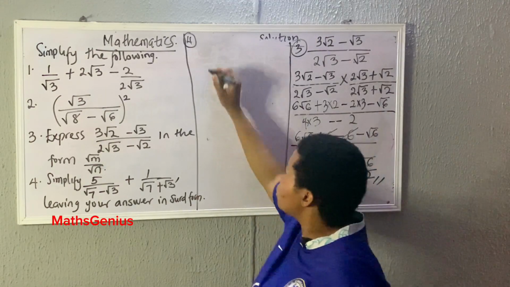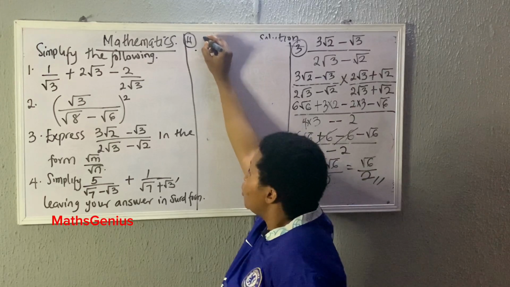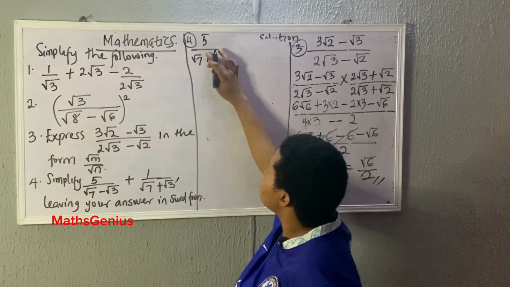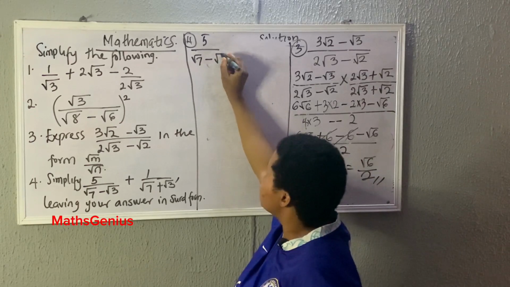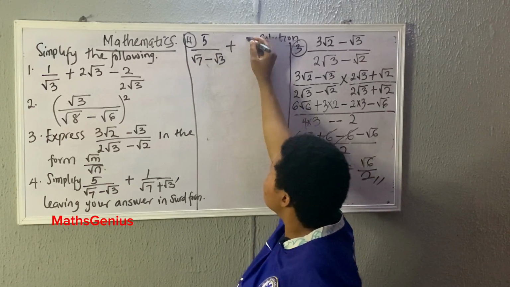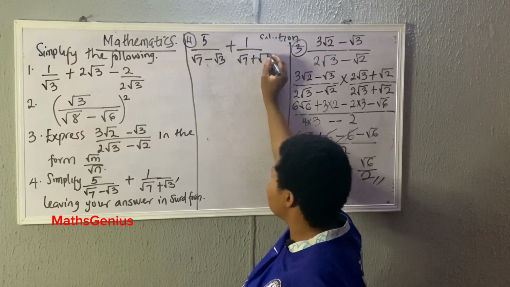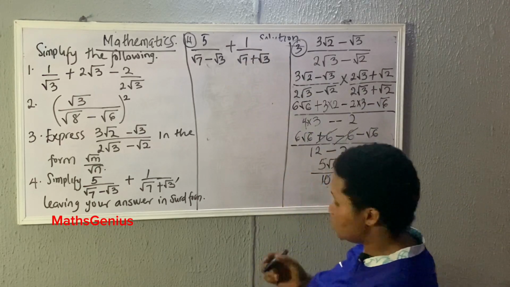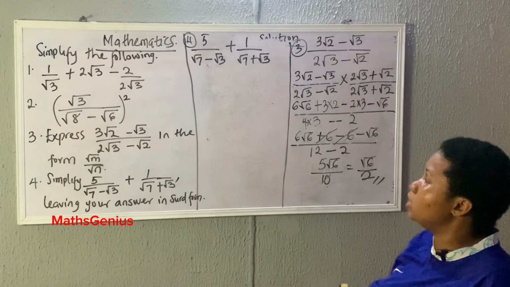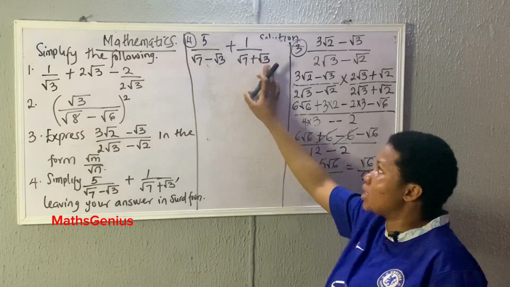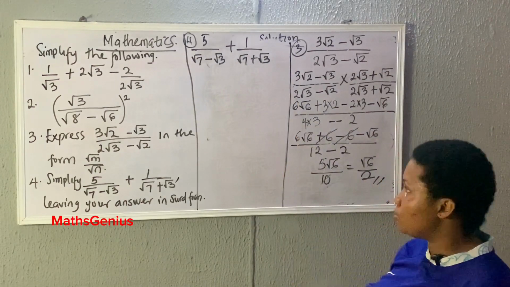Then the last question, number 4. We have 5 over root 7 minus root 3 plus 1 over root 7 plus root 3. We can solve this in two ways. Either we'll find the LCM first, or we rationalize each part and then solve by adding.